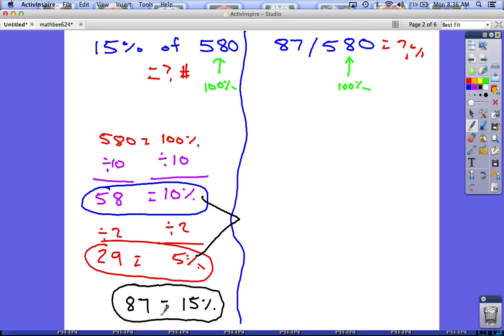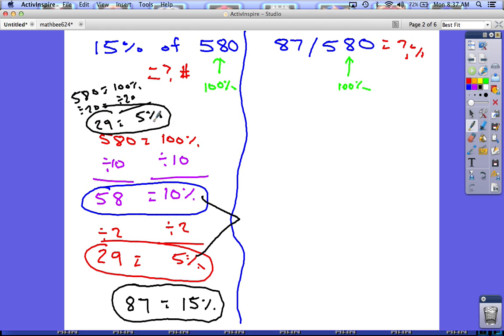There's a ton of ways you could do this. For instance, I could start by maybe instead of dividing by 10, I want to divide by 20. If I divided that by 20 to start with, the 580 equals 100%, divided by 20, that's going to get me 5%, because 100% divided by 20 is 5%. 580 divided by 20, let me figure out what that is. I'm just going to use my calculator real quick. 580 divided by 20, that's 29. So this is another number you could use right here.